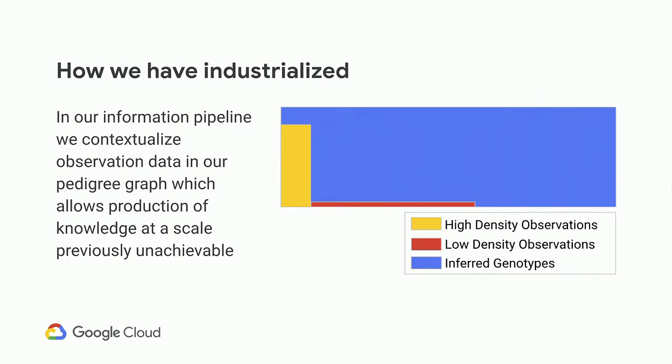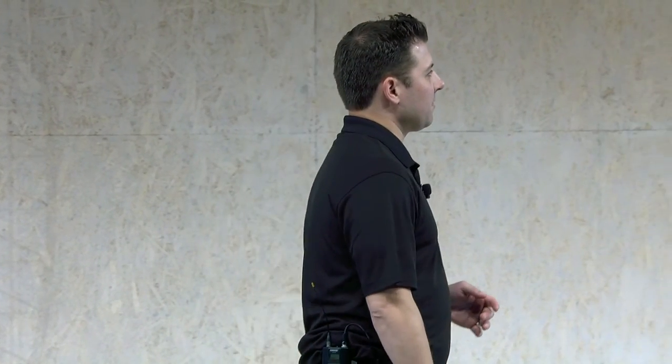I talked to a colleague this morning just to make sure that my number was right on that blue area. We're talking about 197 billion genotypes that we were able to generate and infer from those data sets. This is something that was previously unachievable, and we've done it at a much lower cost. And we've done it this way. So let's walk through this diagram real quick.